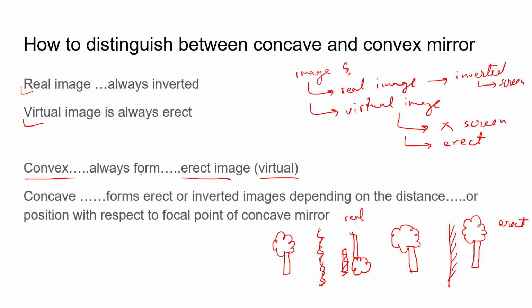So for the convex mirror, which we always use in our vehicles, because of course there we don't want to deal with inverted images of vehicles coming towards us, we use a convex mirror in vehicles, because it always forms an erect image, which is a virtual image, so there is no problem. But for a concave mirror, the problem is, depending on the distance, the image can be erect or inverted. That's why we never want to use a concave mirror as our vehicle side mirror.